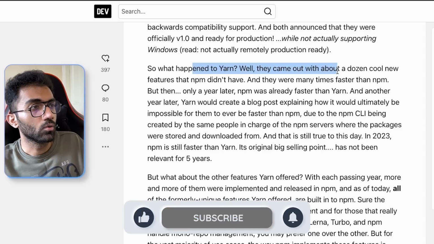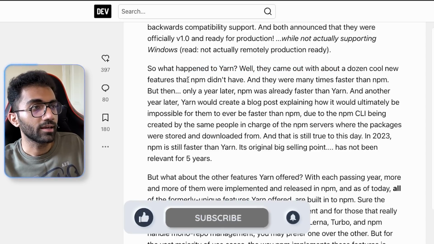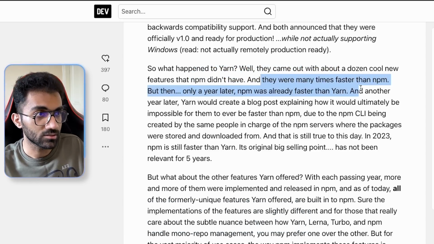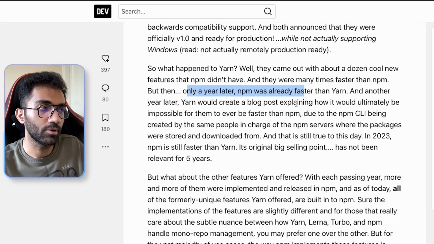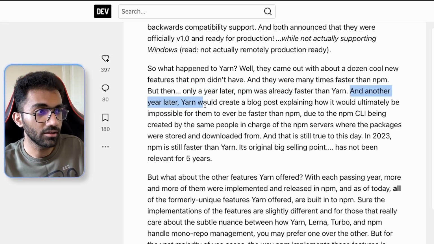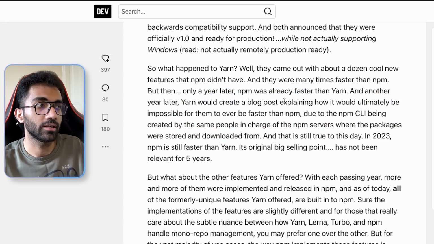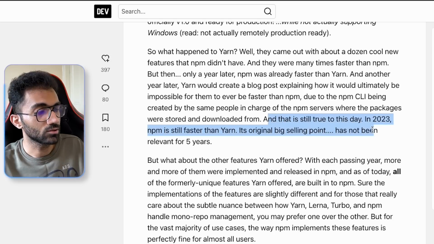So what happened to Yarn? "Well, they came out with a dozen cool new features that NPM didn't have, and they were many times faster than NPM. But only a year later, NPM was already faster than Yarn. And another year later, Yarn would also create a blog post explaining how it will be ultimately impossible for them," and so on and so forth.